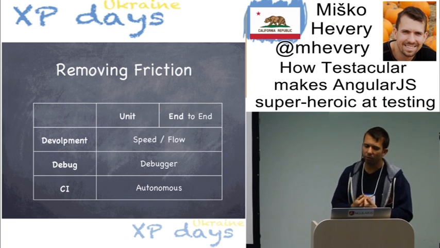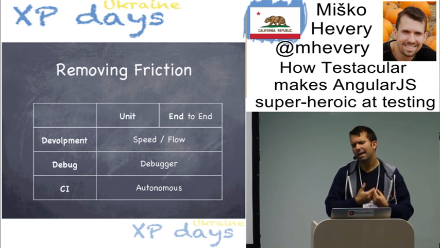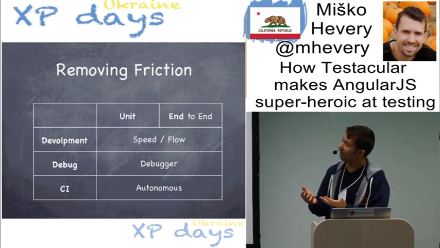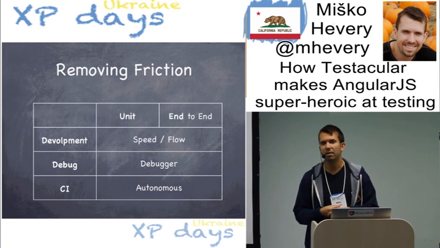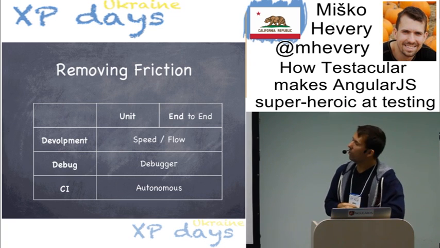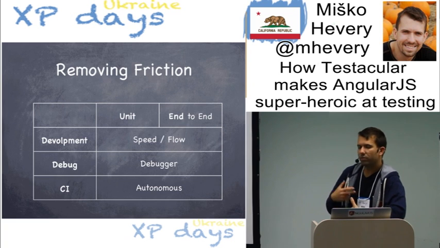So for development workflow, the only thing that really matters is speed and flow. Flow meaning that it's just easy to do it. I don't have to fight the system. For debugging, well, having a debugger is a big deal, so we don't have to do printf statements everywhere in order to debug our stuff. And finally, for continuous integration, what's important is to have autonomous, meaning that it runs by itself, I don't have to interact with the system.